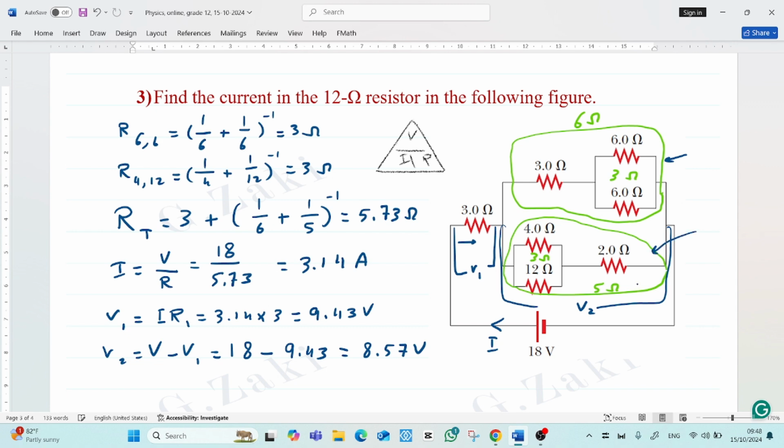In that combination of resistors, we have the total resistance 5 ohm and the total voltage 8.57. Then we can calculate the current. Let this current be denoted by I1. So I1 is V over R. V is 8.57. R is 5 ohms. The answer is 1.71 ampere. So the current here is 1.71 ampere.